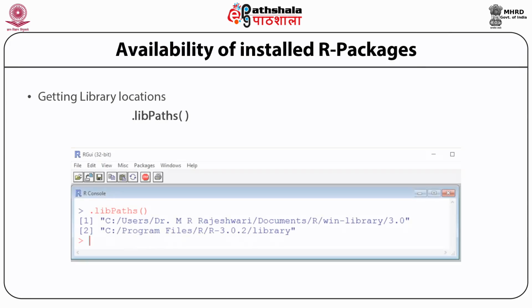To find out the path of library location, in R there is a built-in function, that is .libPaths(). So we need to just type it in the R console and we will find out where the libraries are installed. In this case, we have installed all the R library in the documents folder and the location will be printed after typing this.